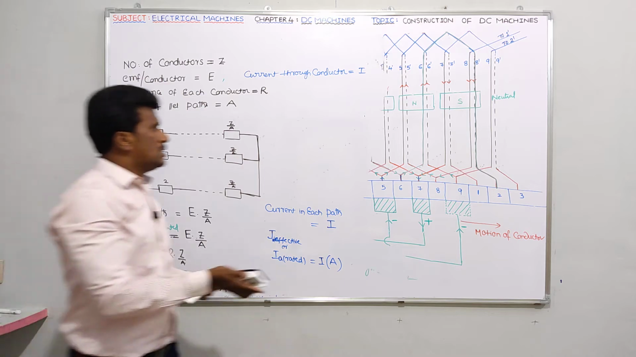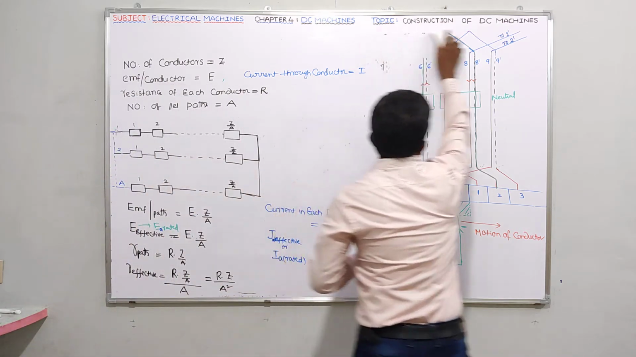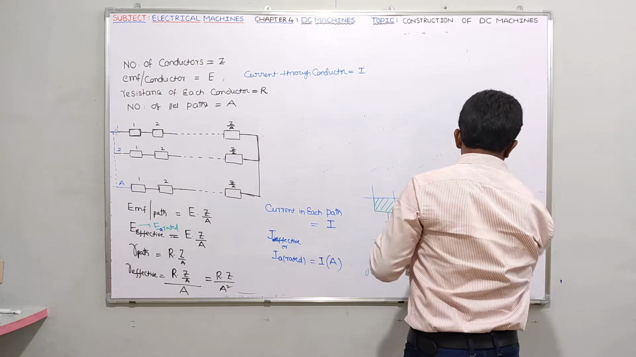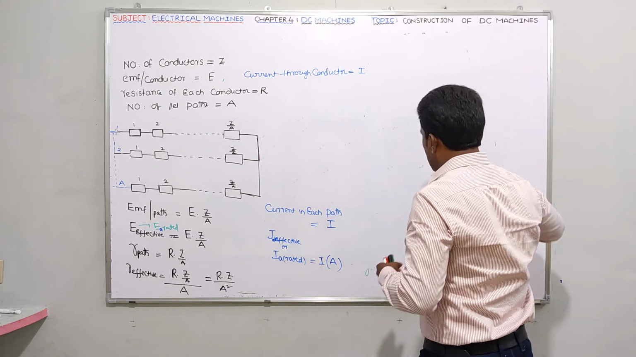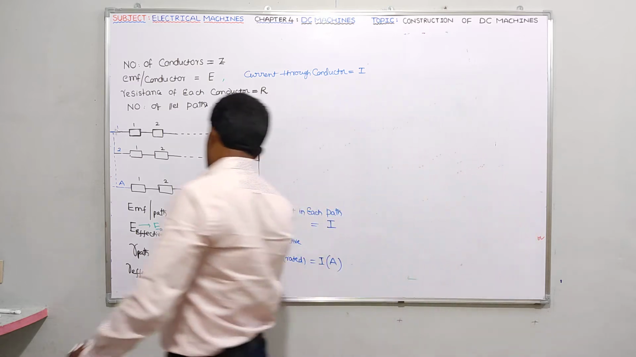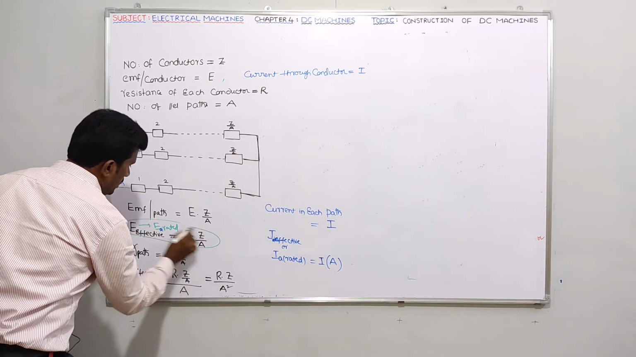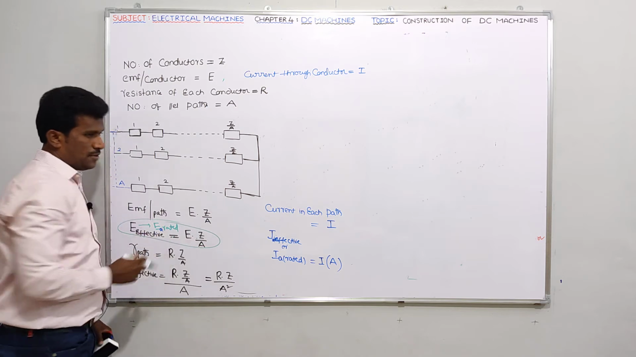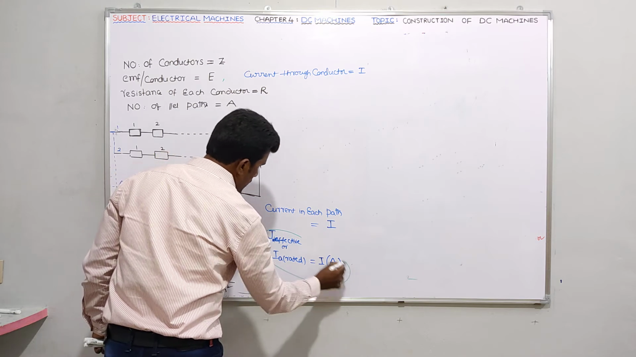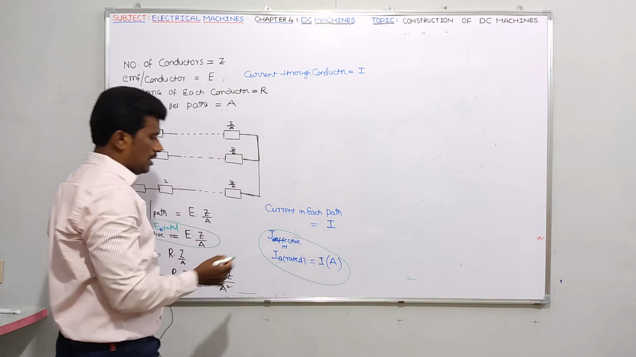So tell me, guys, ultimately I am asking a simple question: what is the rated power? If you observe clearly how the voltage depends on the number of parallel paths, the effective or rated voltage E equals E into Z by A. It is inversely proportional to the number of parallel paths. Whereas the current IA effective or IA rated equals I into A, meaning it is proportional to the number of parallel paths.